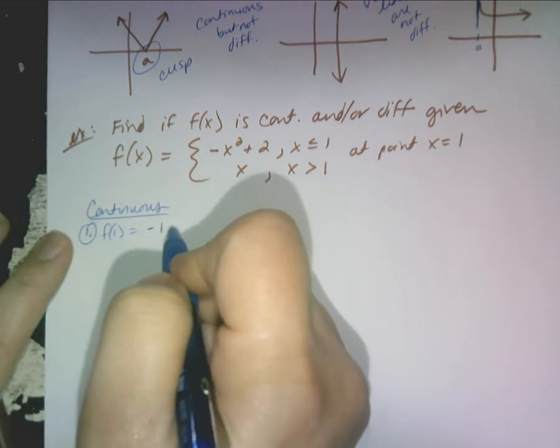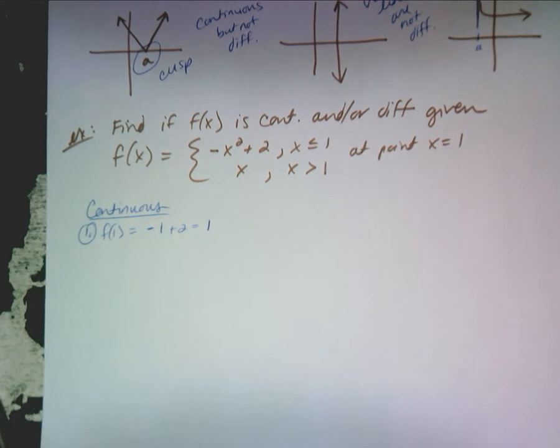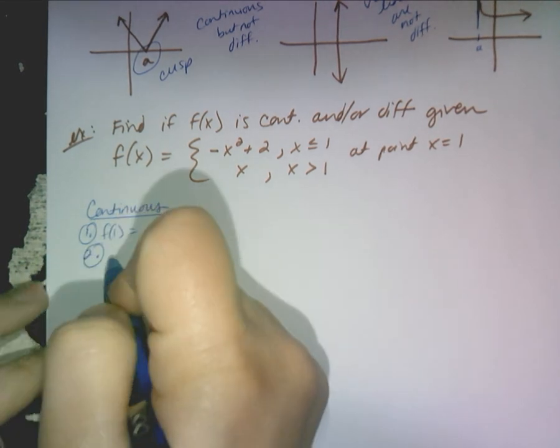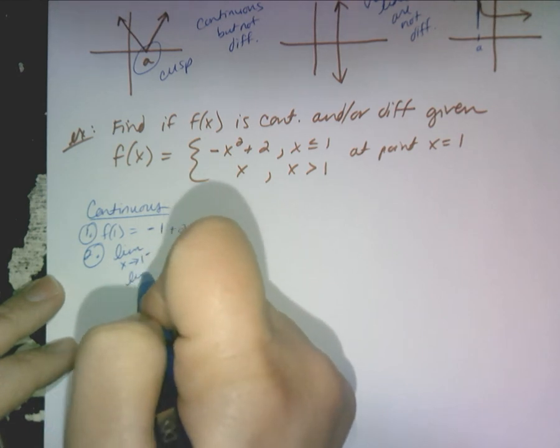Negative 1 squared, which is 1, plus 2 is 1. Okay, so plugged it in. Let's find out if the limits are the same. Let's see if the limit from the left is equal to the limit from the right.